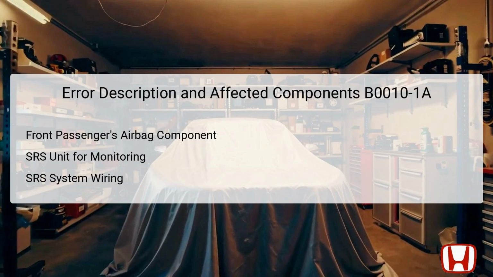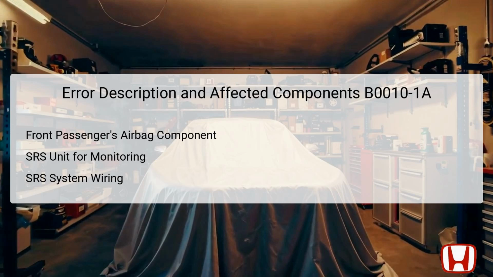The error code B0010A specifically affects the front passenger's airbag component, the SRS unit, and the wiring associated with the entire airbag system. The front passenger's airbag is located in the dashboard and is responsible for deploying upon impact to protect the occupant. The SRS unit processes data from all sensors and activates the airbags if necessary. It is crucial for the unit to maintain proper voltage levels on the detection line to function effectively.